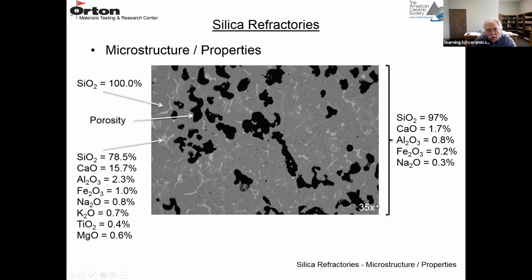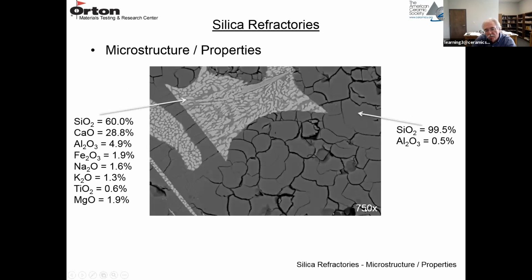So that's what the silica microstructure looks like at a low magnification. If you increase the magnification to 750x, the darker gray areas are all the silica crystals. These lines that you see are the grain boundaries. These crystals analyze to 99% SiO2 and about 0.5% Al2O3. This area here, the brighter area, is your silicate glass.